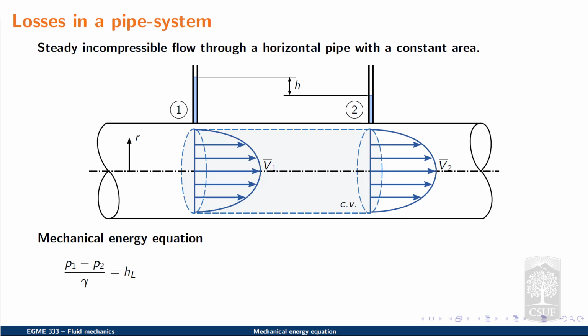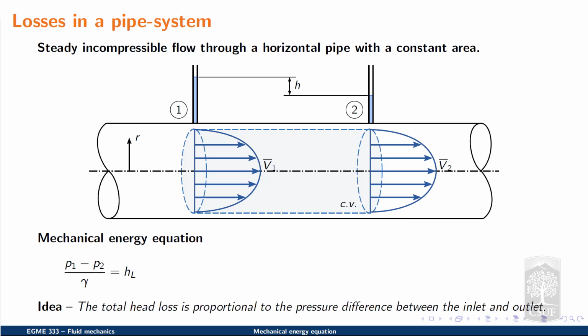Consequently, the mechanical energy equation reduces to the static pressure at point 1 minus the static pressure at point 2. This difference divided by the specific weight of the fluid is equal to the head loss of the pipe system. What we can then argue is that the total head loss is proportional to the pressure difference between the inlet and the outlet.